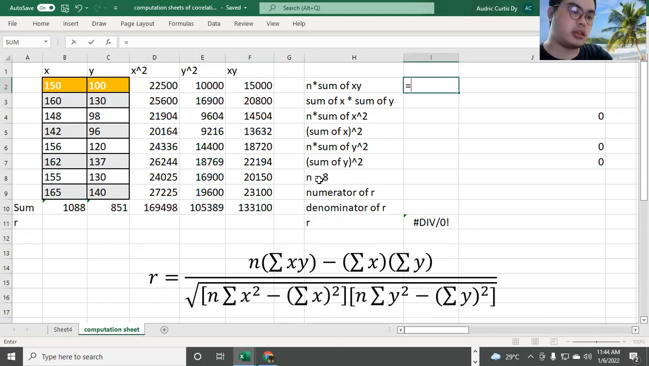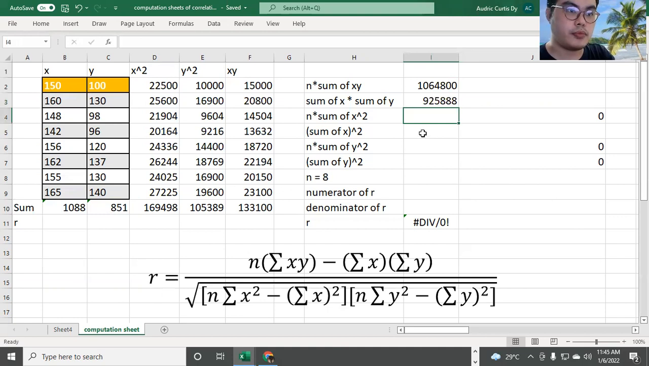To get this n times the summation of xy, we need to type 8 because 8 is the number of patients. The xy sum is here. To get the product of sum of x and sum of y, all we have to do is click this one times, oops, I'm so sorry. We need to click this, the sum of x, with the sum of y.